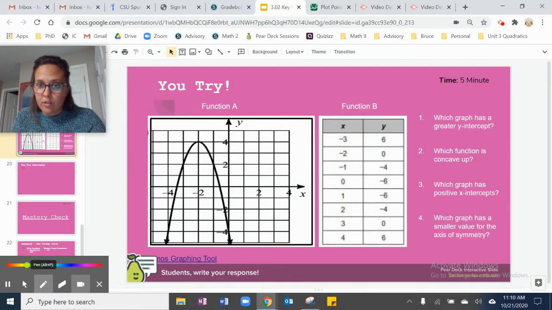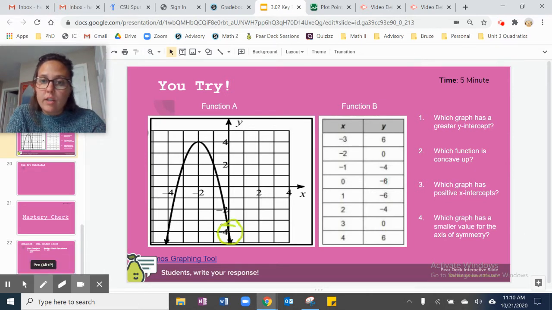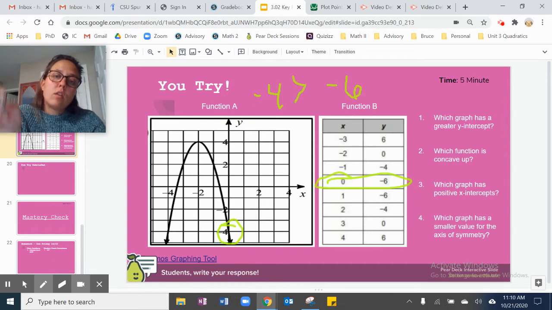Which graph has a greater y-intercept? So over on this graph, which is easy to see, it's -4. And then over on the function table, we know that y-intercept means x has to be 0. So x is 0 here. So which of these is greater? -4 or -6? -4 is greater because it's closer to 0 in the positive direction. So that means function A.